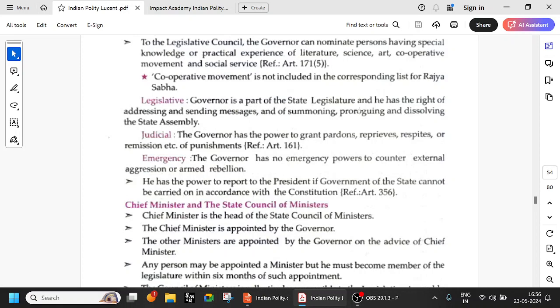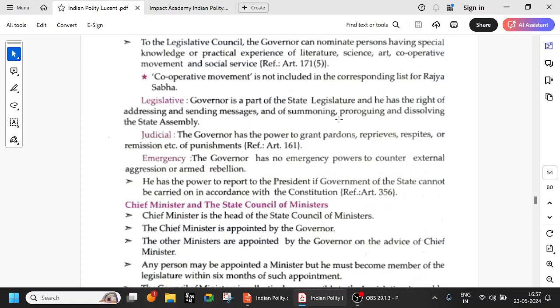Okay, so you may think that yes, a governor is appointed by the central government, and the governor is coming from outside. He is not involved in the politics, so he is not part of the state legislature. So you can get confused like that. But actually, the president is part of the parliament, and the governor is also part of the state legislature, and he has the right of addressing and sending messages and summoning, proroguing, and dissolving.